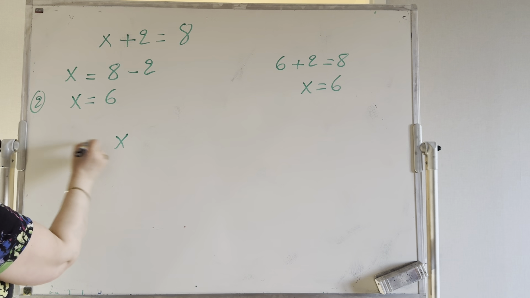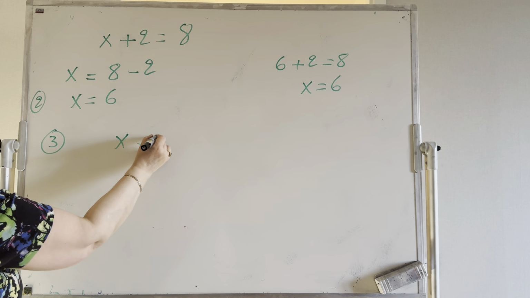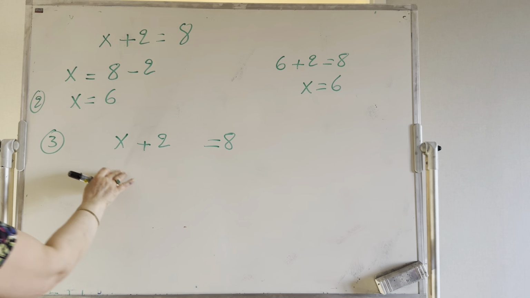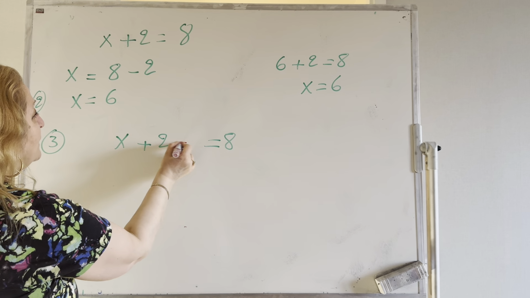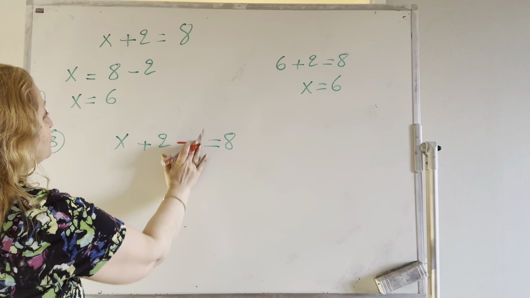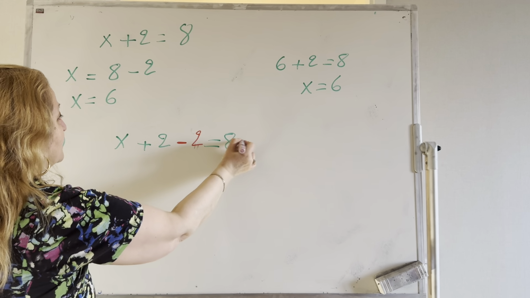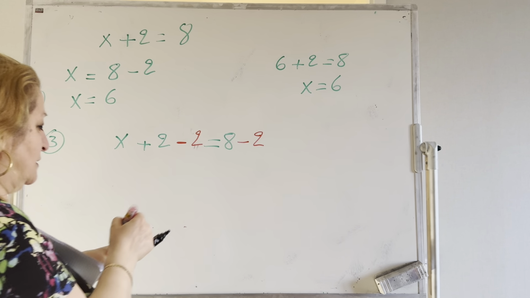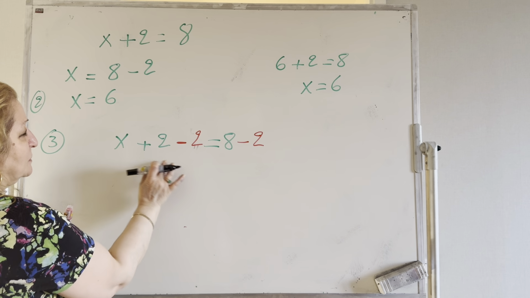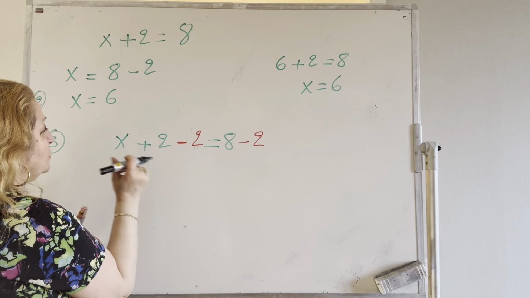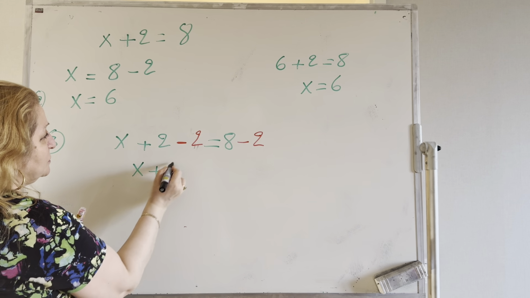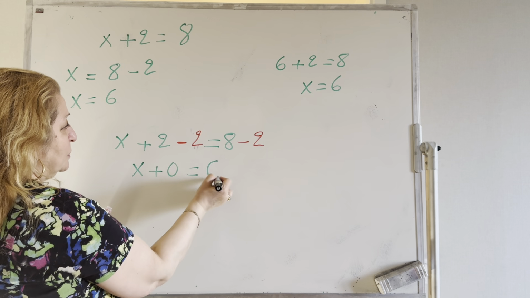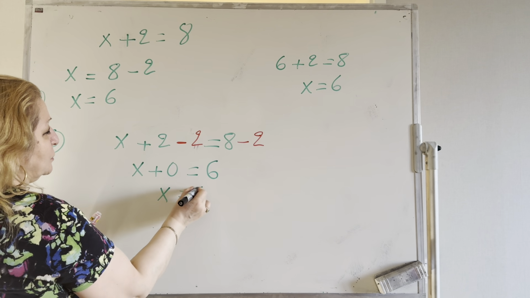If I have x plus 2 equals 8, and I want just x on this side, so I will add minus 2 here, minus 2 to the other side. I must do the same thing on both sides. Now I will get 0, 2 minus 2 equals 0, x plus 0 equals 8 minus 2, x equals 6.